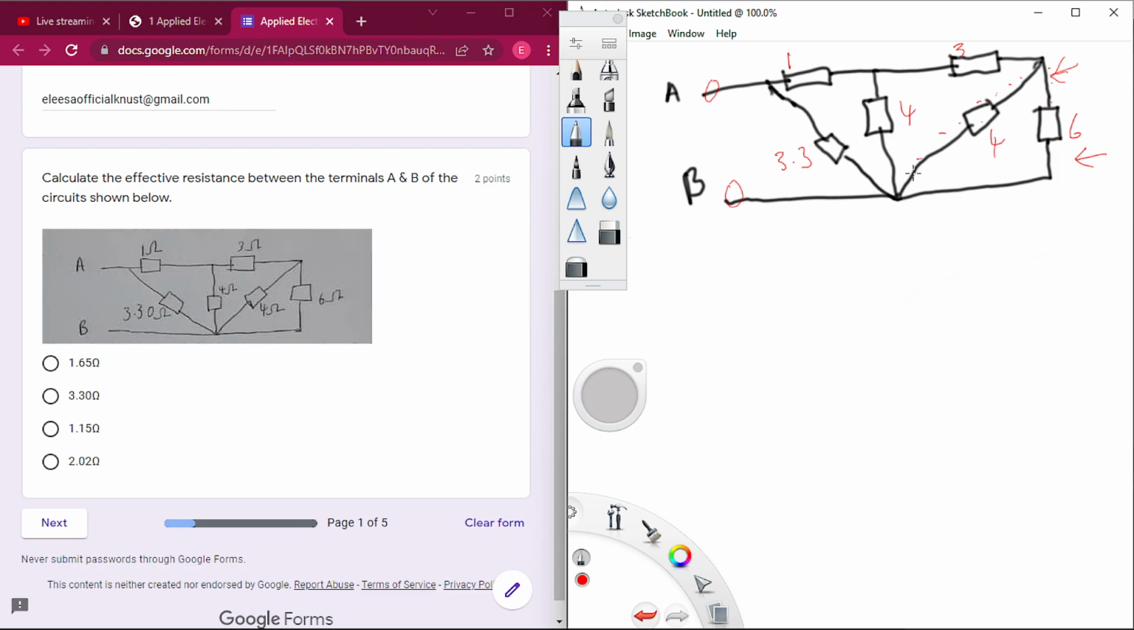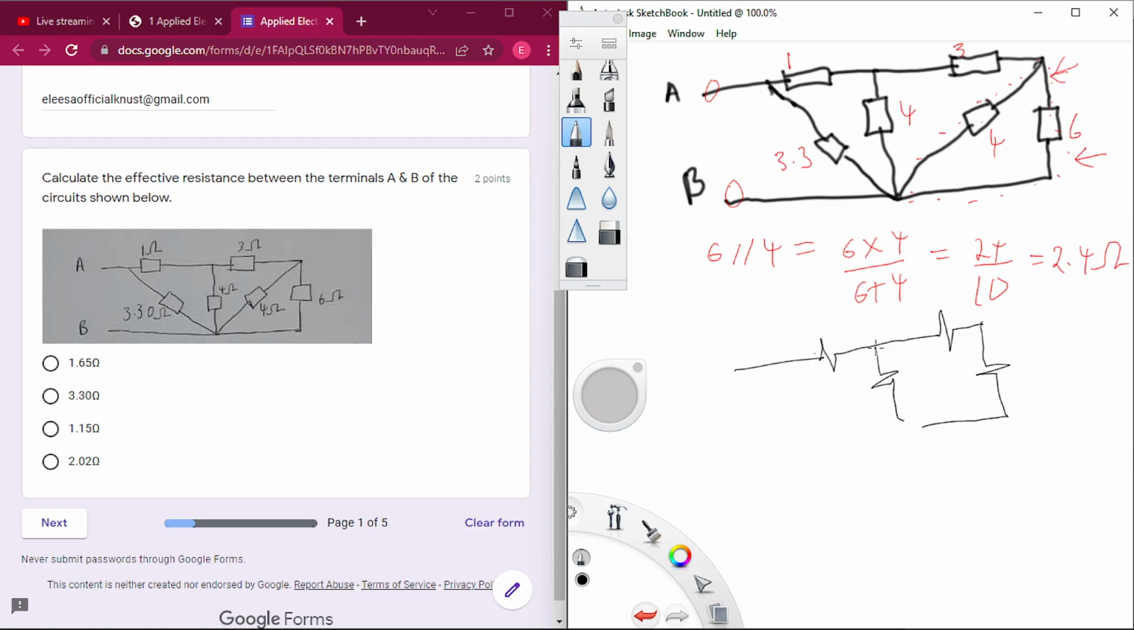You have 6 times 4 divided by 6 plus 4, which gives us 24 over 10, which is equal to 2.4 ohms. So we can now draw the simplified circuit, which we will have as this. Let me change the symbols for resistors to make our work easier. This will now be represented by just one resistor. So this is A, B, this is still 1 ohm, this is still 3.3 ohm, this is still 4 ohm, this is 3 ohm. But this is now a combination of 4 and 6, so we can represent it with just one resistor whose value is now 2.4 ohm.